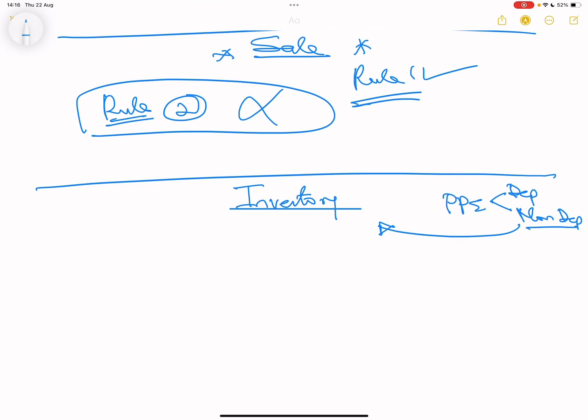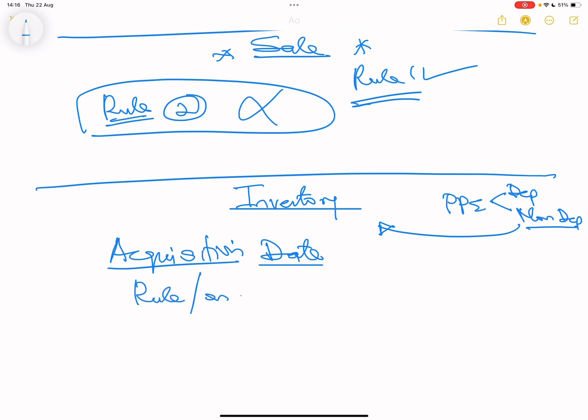One thing that will be constant is the acquisition date adjustment. Remember the rule 1, acquisition date adjustment. And because acquisition date adjustment is necessary, why? Because it's a rule that on acquisition, we must measure at fair value. All assets and liabilities must be measured at fair value. So that must still be done. So inventory will be measured at fair value.